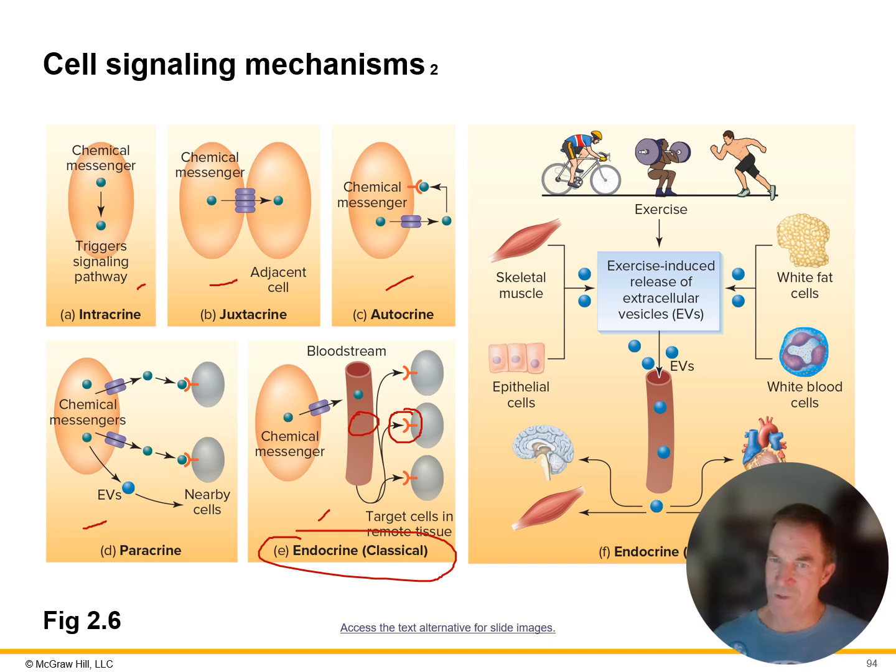So exercise-induced release of these different vesicles can travel to these different parts to cause some kind of an adaptation. So white fat cells become brown or beige, as they call it. Skeletal muscle adapts in positive ways to withstand greater exercise. Epithelial cells do. The brain and muscle talk to each other. So this is the way they talk to each other.